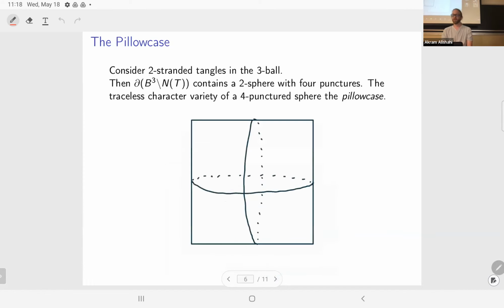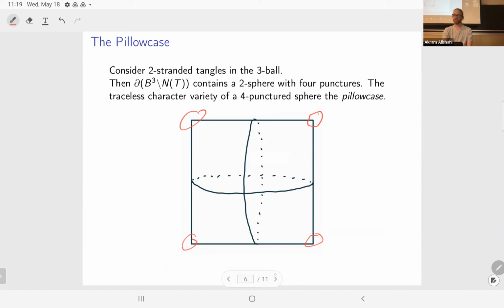Okay. So the simplest case would be a two-stranded tangle in the three-ball, and the traceless character variety of the corresponding punctured surface. Well, that corresponding punctured surface is a four-punctured sphere. The traceless character variety of a four-punctured sphere is in fact a pillowcase. A pillowcase, if you've never seen it, is just a two-sphere, but it has four cone points, four singularities. I've tried to indicate that with this picture here. You have four little cone points around the edge, so it's not really a smooth manifold. That's the traceless character variety of the four-punctured two-sphere.